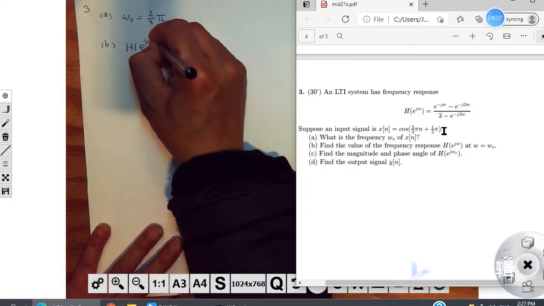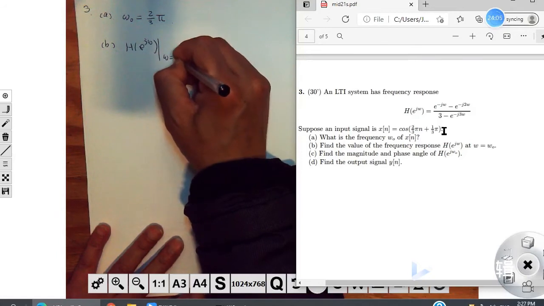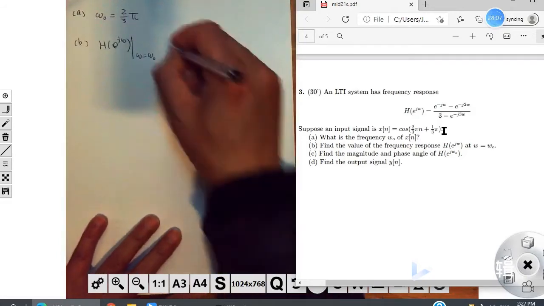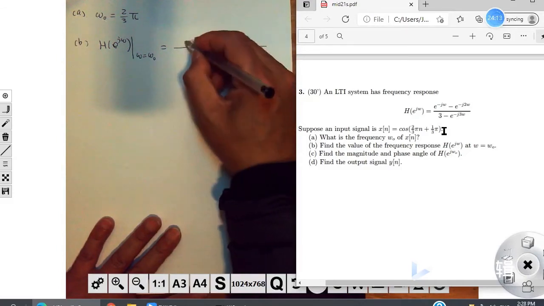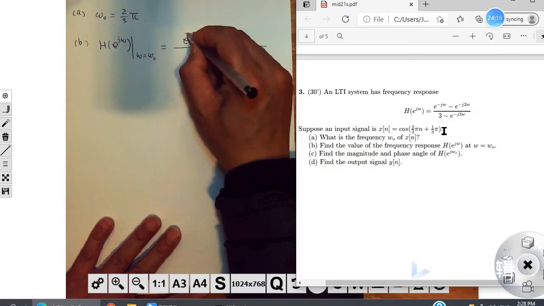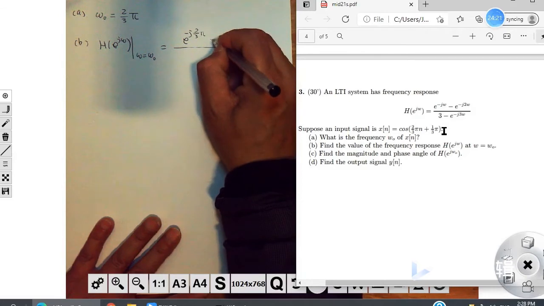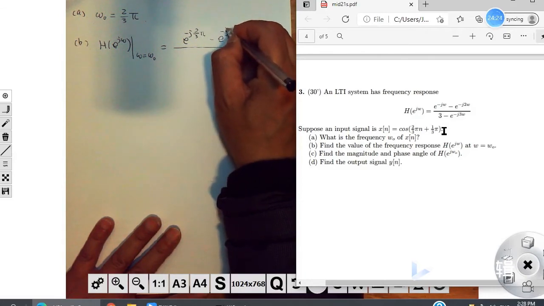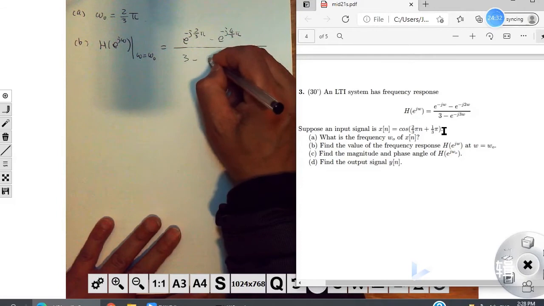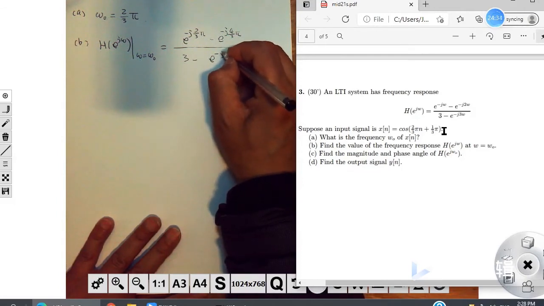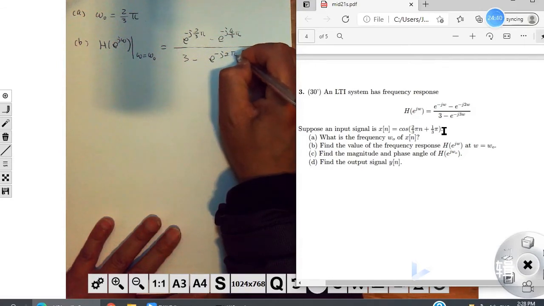Now B, we want to find the value of the frequency response H of e to the j omega at omega equal to omega 0. This is just, you plug in, you can have the result. It's a fraction. Now it is e to the negative j omega 0, where omega 0 is 2/3 pi, minus e to the negative j 2 omega, and 2 omega will be 4/3 pi. And here's 3 minus e to the negative j 3 times omega 0, which is 2 pi.